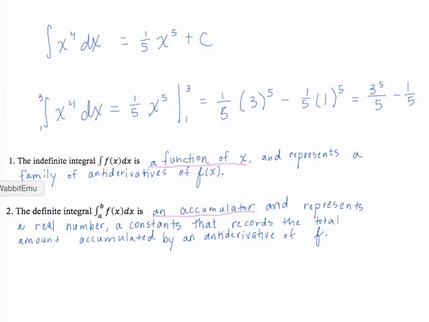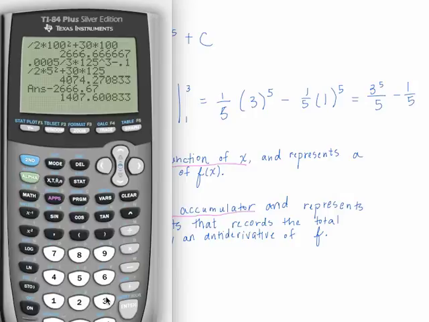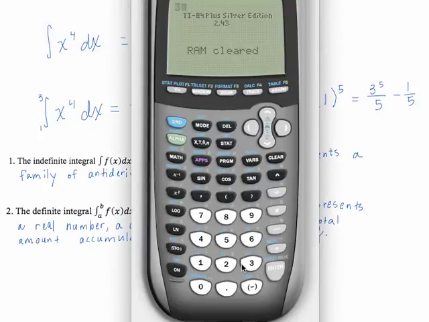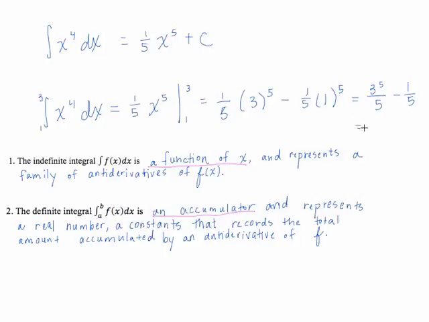So we need, let's see, 3 to the fifth real quickly. Let's see what that is on the calculator. 3 to the power of 5 is 243. Minus 1 would be 242 over 5.